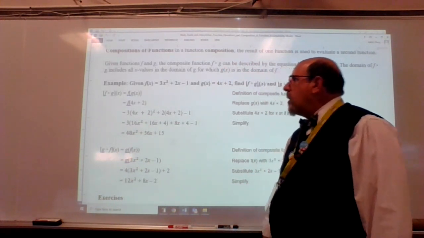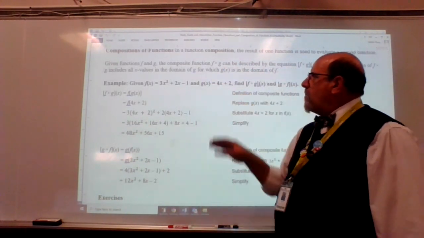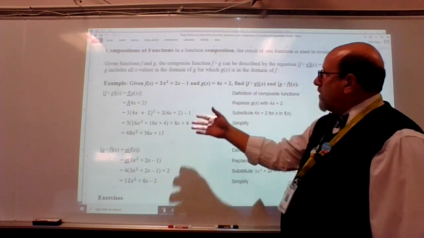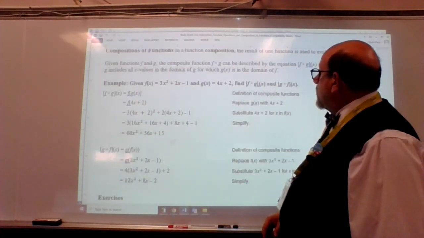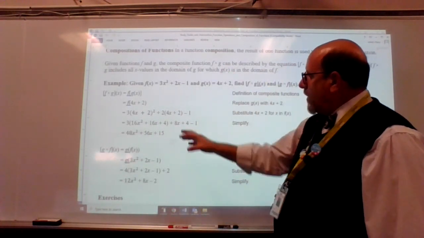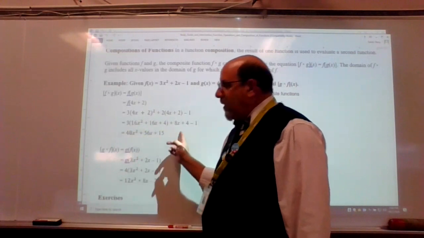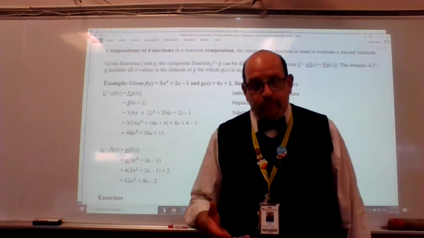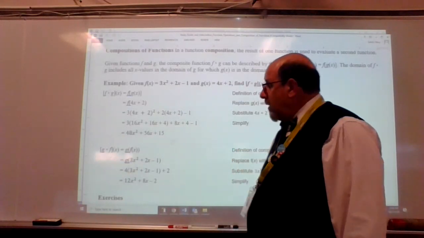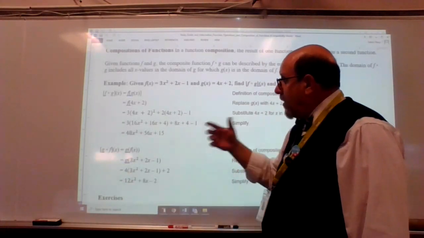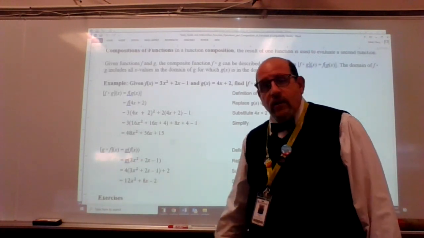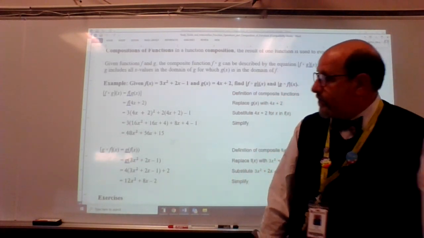Now, if we were talking about the domain, we would talk about the domain of g, which makes this work. When we put this in, find out what the domain is. Obviously, the domain here is all real numbers. We can put in any old number for x, and we get some value for y that lands on our graph.